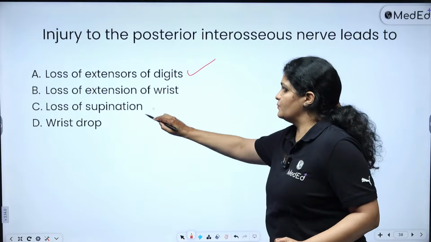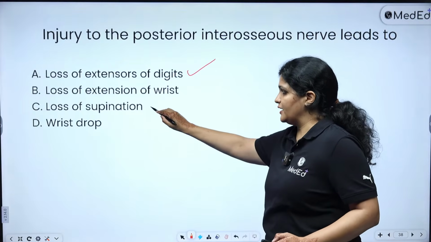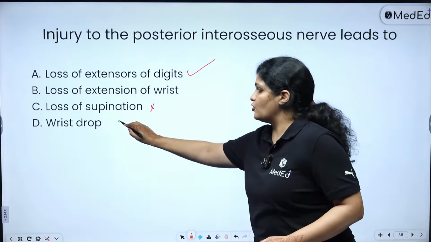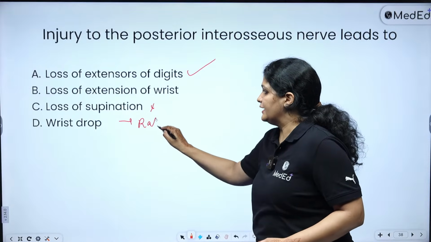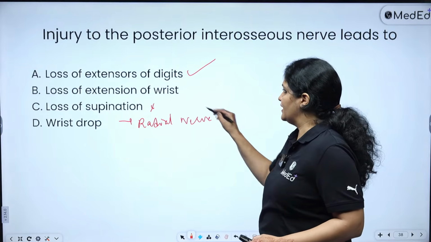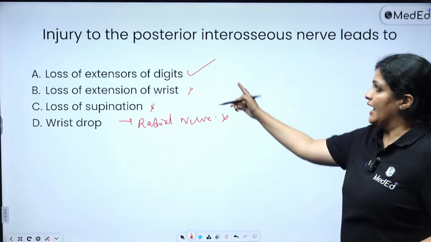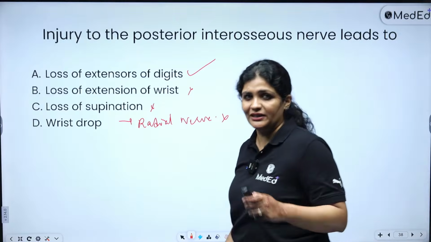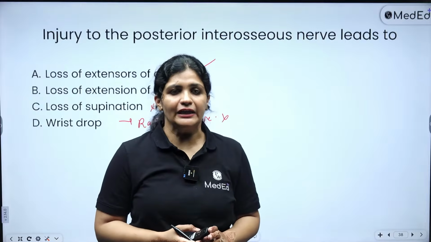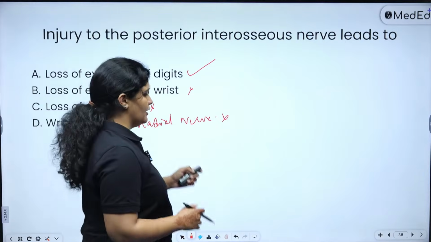The loss of supination will not be there because it is by the musculocutaneous nerve. And wrist drop is mainly by the injury to the radial nerve. So wrist drop and extension of the wrist is the same, right? By elimination, we have eliminated the other three and are left with the loss of extensors of the digits. So extension of the fingers is not seen, and this is called the finger drop. Clear?